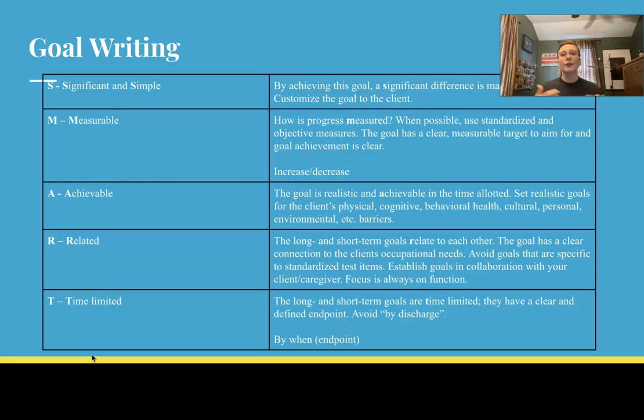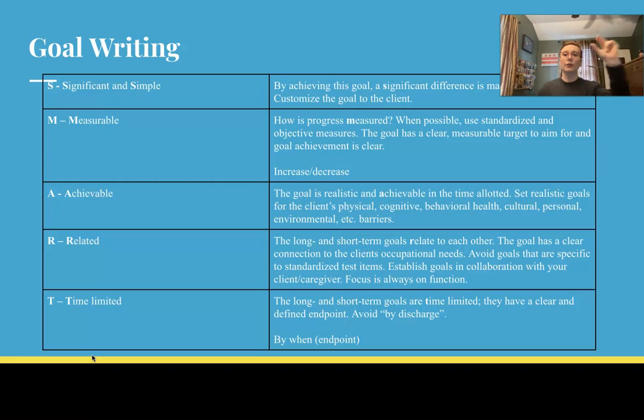The long-term goals and the short-term goals need to be related to each other. I'm going to repeat myself: the long-term goals and the short-term goals need to be related to each other. You cannot have a long-term goal that addresses upper body dressing and have a short-term goal that is a transfer goal. They are not related.